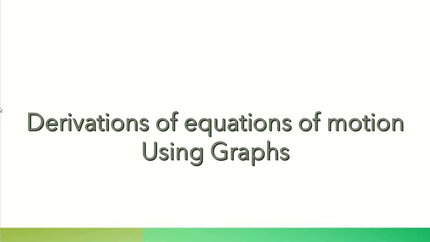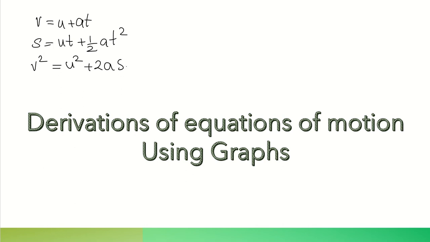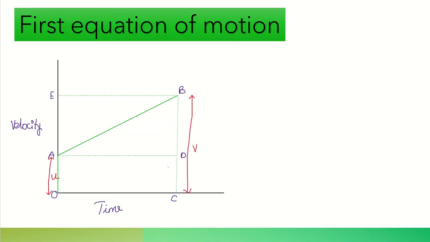Let's quickly revise all three equations of motion. What are the equations of motion? V equals U plus AT, S equals UT plus half AT square, and V square is equal to U square plus 2AS. Hope all of you have studied the derivation of these three equations of motion using the mathematical method. Now let's derive these equations of motion using the graphical method. Since we know the equations, it is very easy for us to derive now.